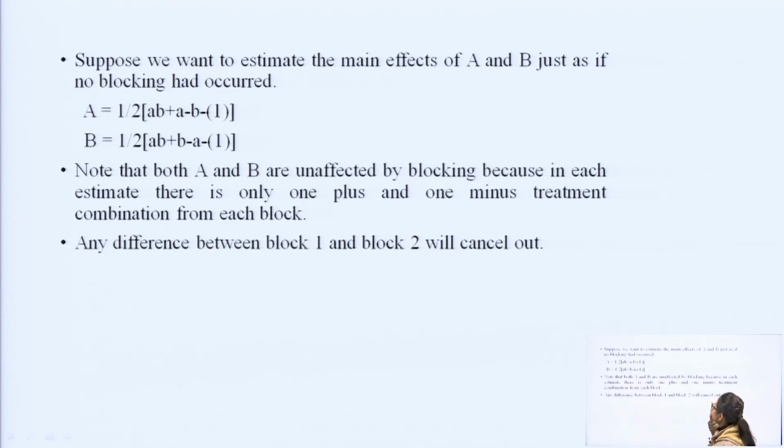Here we want to estimate the main effects of A and B just as if no blocking had occurred. Suppose there is no blocking, then A equals half of (ab plus a minus b minus (1)) and B equals half of (ab plus b minus a minus (1)). Here we can see A and B are unaffected by blocking because in each estimate there is only 1 plus and 1 minus treatment combination from each block. Any difference between block 1 and block 2 will cancel out.